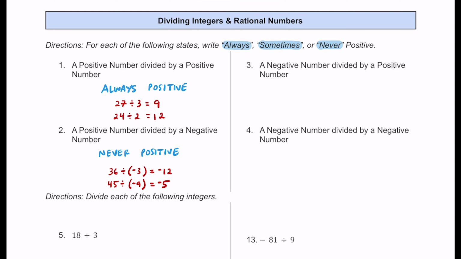In number 3, our statement is a negative number divided by a positive number. So let's take a negative number like negative 48. If we divide by a positive number, maybe 6, well, 48 divided by 6 is 8. So the opposite of 48 divided by 6 should be the opposite of 8, or negative 8. If we have negative 56 divided by 7, well, what's 56 divided by 7? That's 8, but it's the opposite of 56, so it's going to be the opposite of 8. So you can see that in both of these examples, a negative divided by a positive is a negative, and we can generalize and say that that's always going to be a negative answer, or we can say that a negative divided by a positive is never going to be positive.